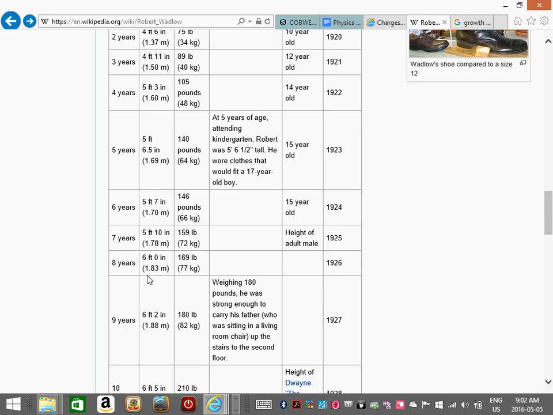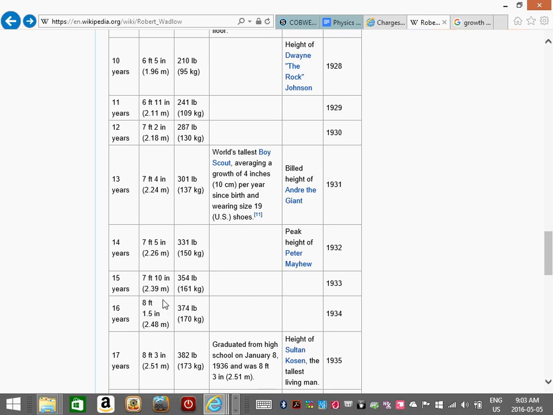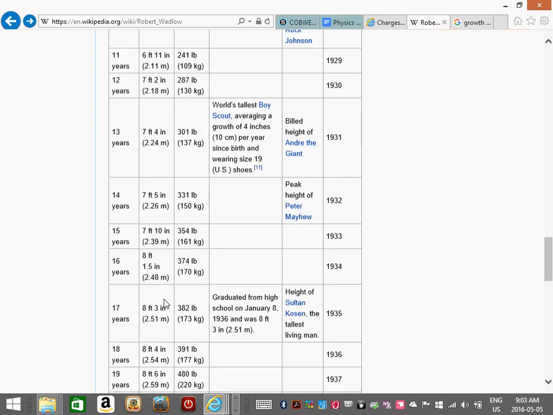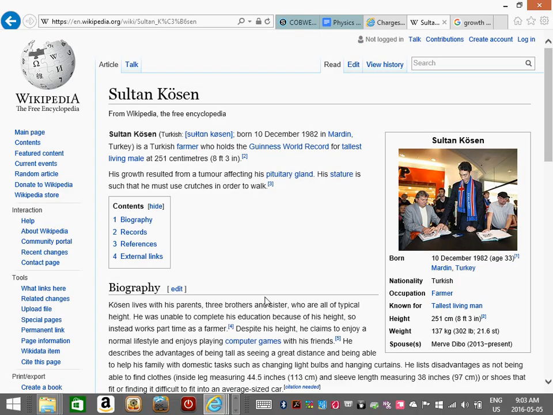How tall is Ellen? You guys know Ellen? What is she, about 6, maybe 6'1"? So at 8 years of age, or at the very least 9 years of age, he was already Ellen's height. Then I saw there was a link here to the tallest living person. So I clicked on him, and he is significantly shorter, but still quite tall, 8'3".